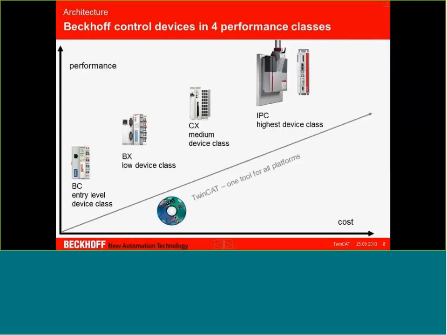Our product offering is pretty much performance-based. We start off at the lower end with our BC controls, which is just a PLC controller. There's no operating system like Windows installed. The BX has a little bit higher capability. Then we get into our CX product line, which is our embedded PCs. And then at the higher end, we're looking at panel PCs and control cabinet computers.